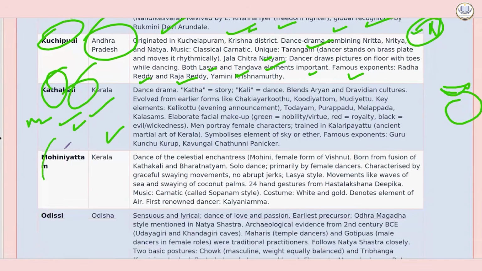Now we have Mohiniyattam in Kerala, the dance of the celestial enchantress Mohini, the female form of Lord Vishnu, born from the fusion of Kathakali and Bharatanatyam. It is a solo dance, primarily by female dancers, characterized by graceful swaying movements, no abrupt jerks, and a lasya style, with movements like waves of the sea and swaying of coconut palms. It uses 24 hand gestures from Hasta Lakshana Deepika, and the music is Carnatic, called Sopanam style. The white and gold costume denotes the element of air. The first renowned dancer was Kalyani Amma.